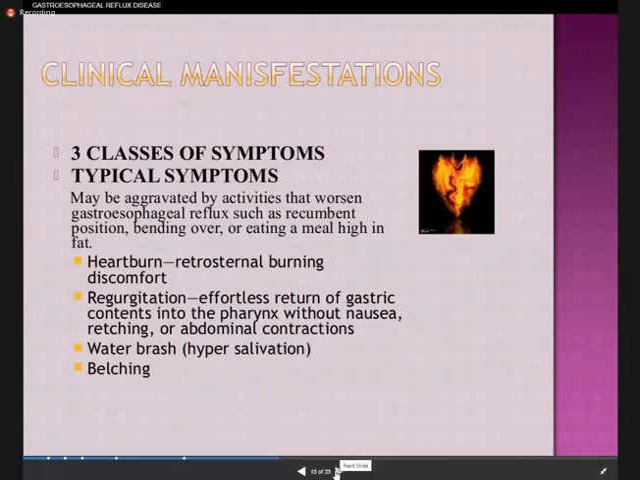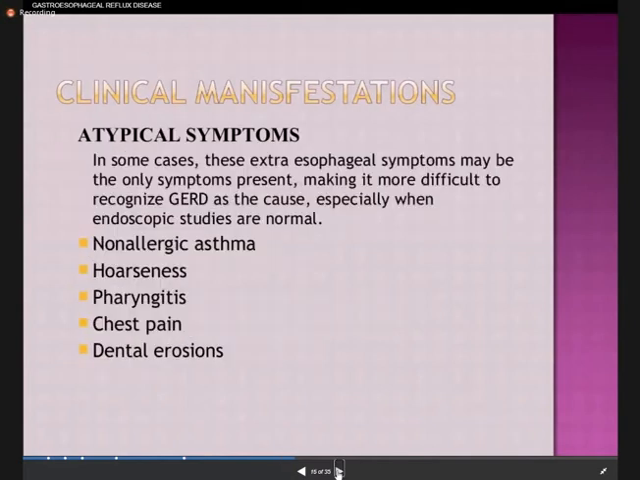So, I mean, these are pretty common symptoms, and some of you might have encountered these symptoms in recent years as well. Then come the atypical symptoms. These are symptoms that physicians usually don't consider as gastroesophageal reflux disease, but they are because of gastroesophageal reflux disease. And these are extraesophageal symptoms.